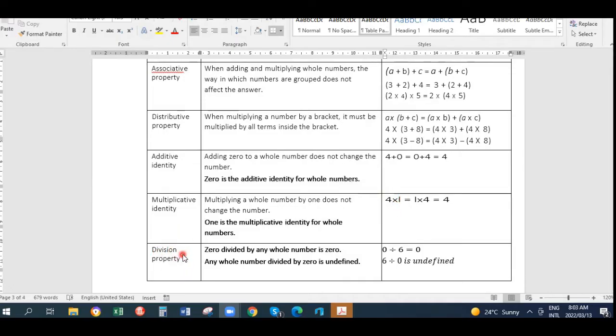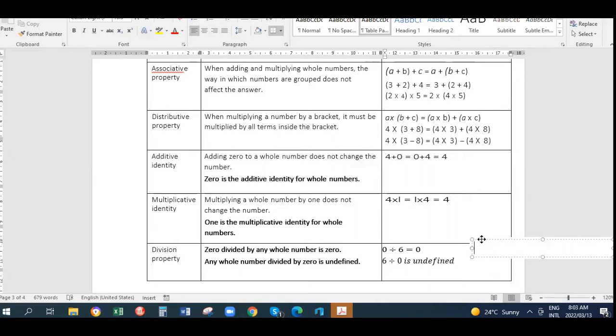In terms of the division property, any whole number divided by 0 is undefined. So you cannot have 6 divided by 0, it's undefined. 0 divided by 6 is 0. Now 6 divided by 0, if you remember, I told you that we can think of it as an egg, and you cannot sit on an egg.